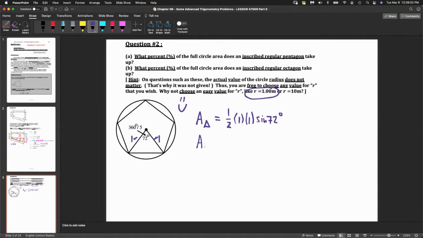And then the area of the pentagon is going to be 5 of those triangles. So does anybody have a calculator? Can someone do half sine 72? I need 4 decimal places, please. Can someone give me that number? 4 decimal places. Anybody there?